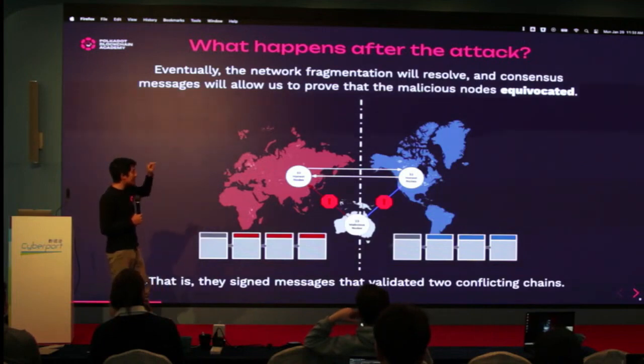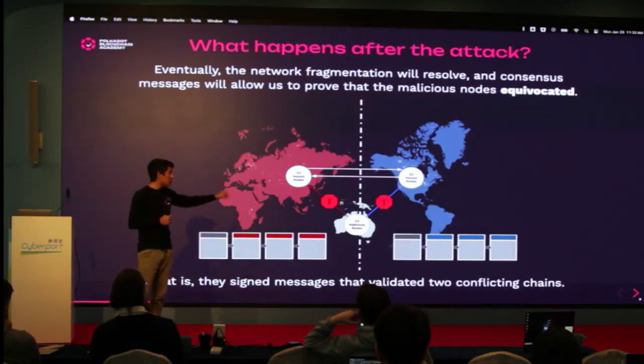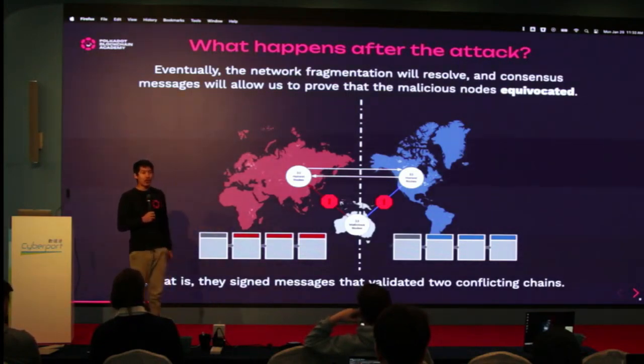Equivocation here meaning that the malicious nodes signed blocks which contradict each other, right? They sign that Alice sent to here and that Alice sent to here. And if they were good nodes, they would never sign both messages. These would be contradictory states. But because they signed the messages, we are able to show that they equivocated.